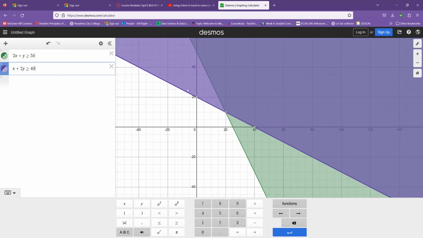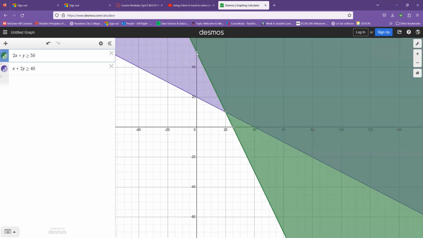See? So what Desmos does is it helps to show you areas where the feasible results would be. And in this case, because when you're minimizing, you always shade away. When you're maximizing, you shade towards the origin. So in this case, we got to choose the numbers that are close to the origin because we're minimizing, right? And so that would be this. This is a possibility. 0 and 50 is a possibility. 20 and 10 is a possibility. And 40 and 0 are possibilities.